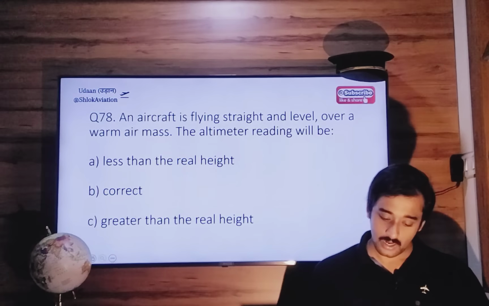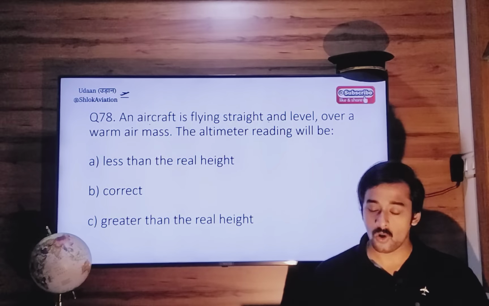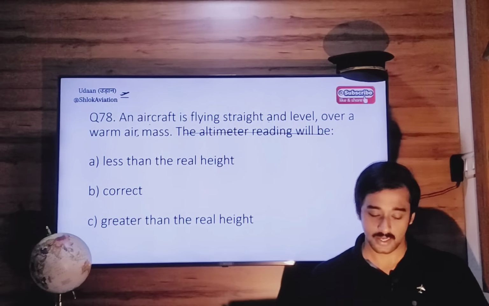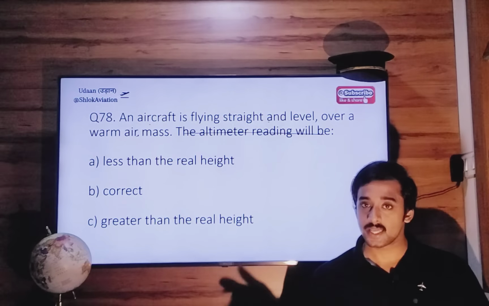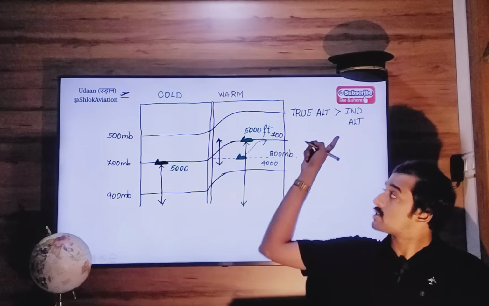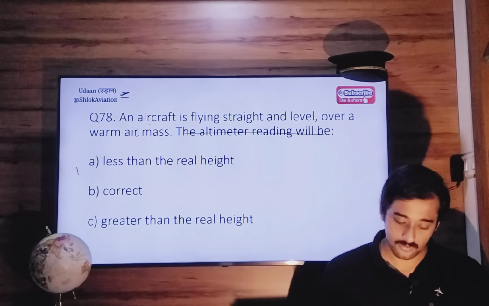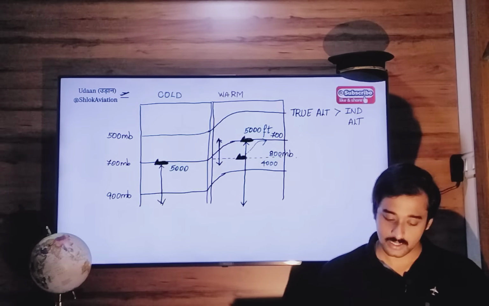So, an aircraft flying straight and level over a warm air mass: the altimeter reading will be less than the real height. So the altitude indication will be less than the real height or true height. So option alpha. Okay. Next.